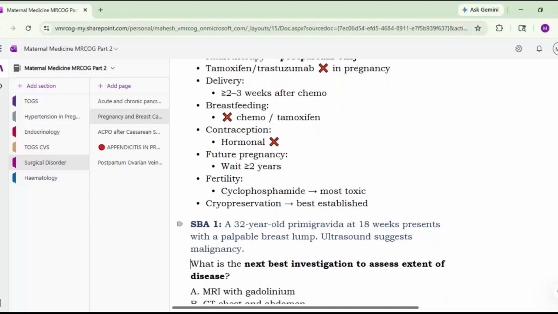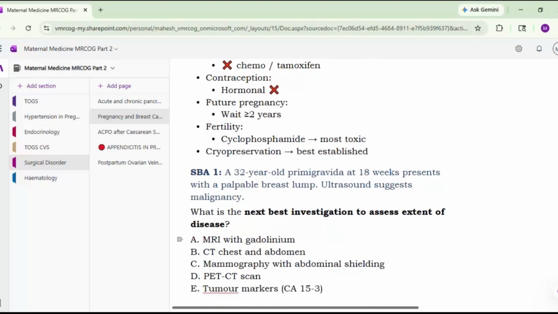Yes, sir. A 32-year-old primigravida at 18 weeks presents with a palpable breast lump. Ultrasound suggests malignancy. What is the next best investigation to assess the extent of disease? A. MRI with gadolinium. B. CT chest and abdomen. C. Mammography with abdominal shielding. D. PET CT scan. E. Tumor markers. It is C, mammography with abdominal shielding.